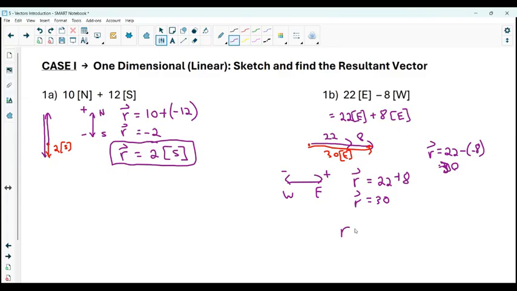So we'll say, okay, our resultant is 30 to the east because it's a positive value, and I know positives are to the east. Let's put a box around it. Okay, so that's one-dimensional motion, right? We can sketch it. We can give directions of which one's positive, which one's the negative, add or subtract our numbers. We're good to go.